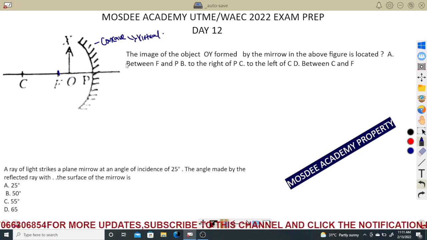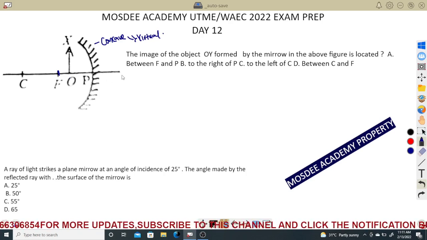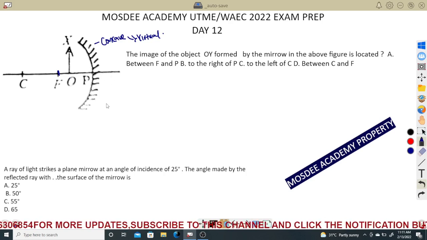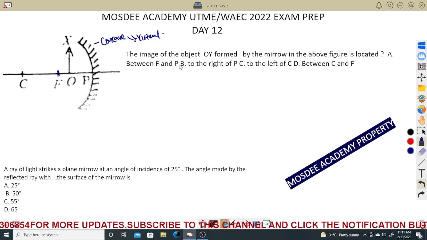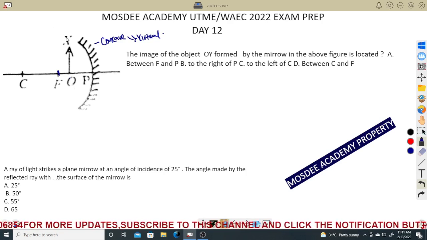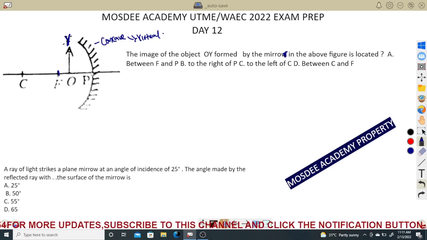So the image will not be formed at the same point here. The image will be formed in front, because virtual images are formed, you can see, in front of you. So now, here we have the image of an object OY, formed by a mirror. Why are they writing mirror, mirror? In the above figure, the object is located as what I told you.